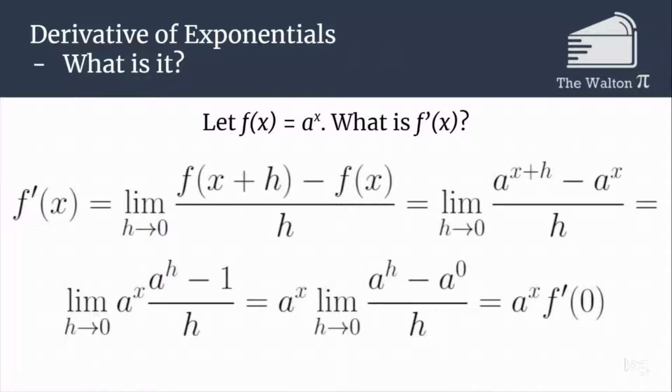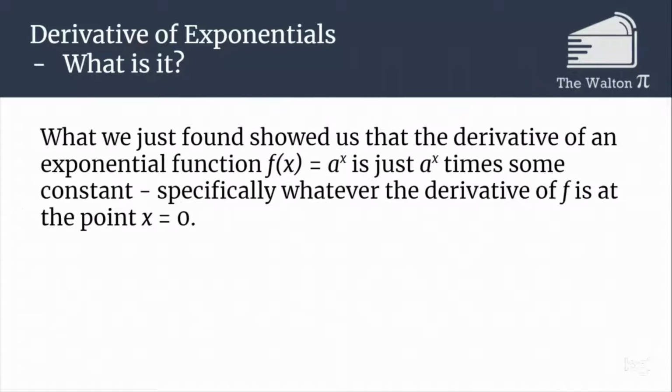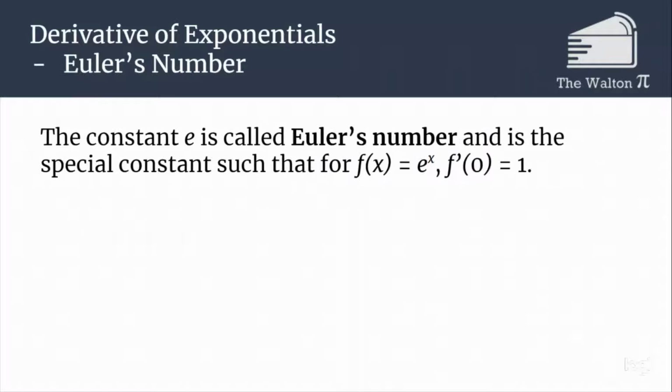Now that is very special because that is just the limit definition of the derivative at a point, and so that is the derivative of f at 0. So whatever the derivative of a to the x is at 0, that's going to be what we multiply by a to the x. And so that tells us that the derivative of exponentials is just the exponential times some extra constant, which is specifically the derivative of f at 0.